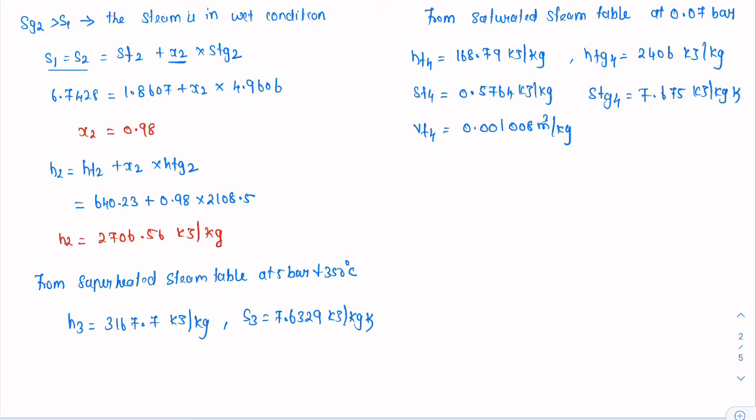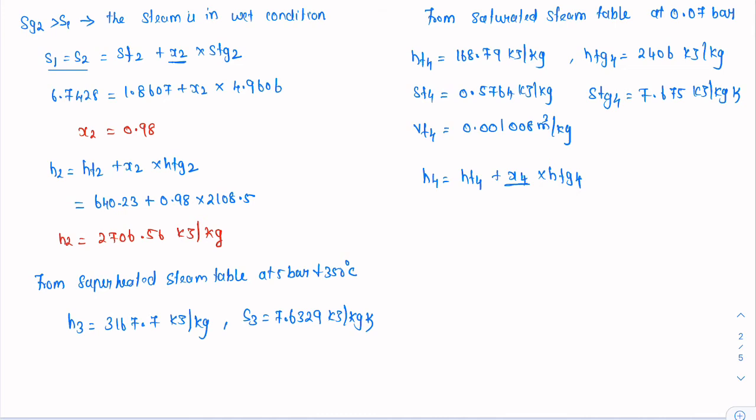Now with these data, we have to find the value of H4. The value of H4 can be calculated from the equation H4 is equal to Hf4 plus X4 into Hfg4. In this, the values of Hf4 and Hfg4 we have taken from the steam table, and the value of X4 remains unknown. First, we have to find the value of X4, which can be calculated by equating the entropy equation.